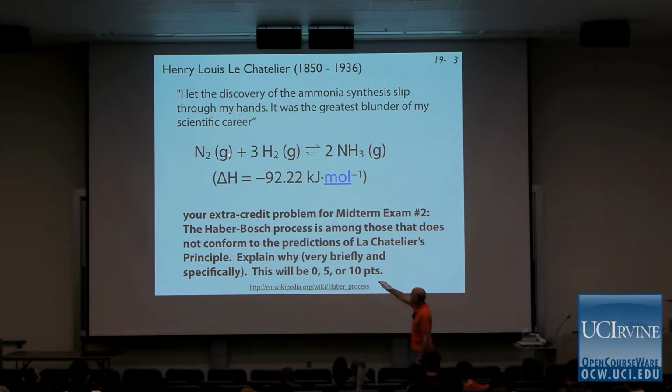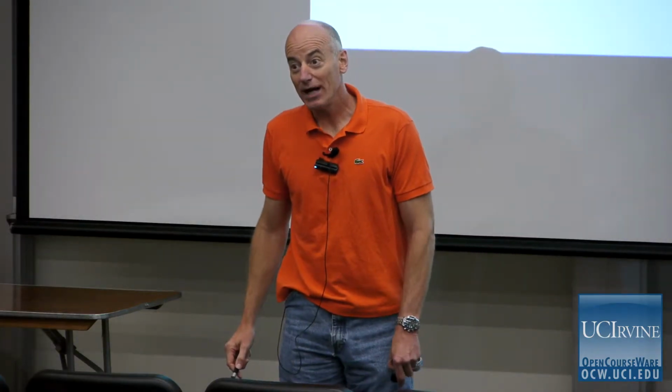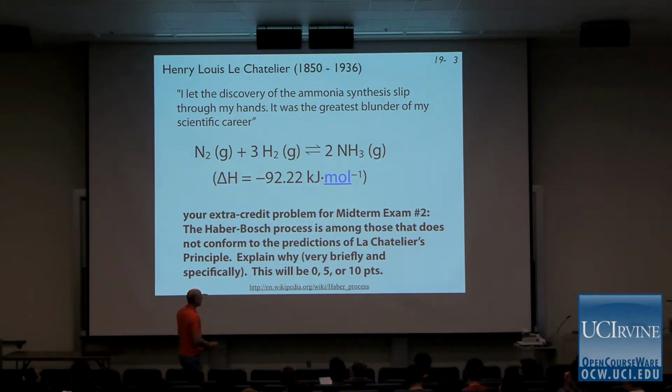That's what you would expect looking at this reaction, though, isn't it? Le Chatelier's principle says, hey, if I increase this, then equilibrium should shift to the right. Okay, so think about that. Research it on the web. Research it in the library. It'll be worth either 5 or 10 points, depending on how much you can get right, or 0, of course, if what you're saying is complete nonsense.